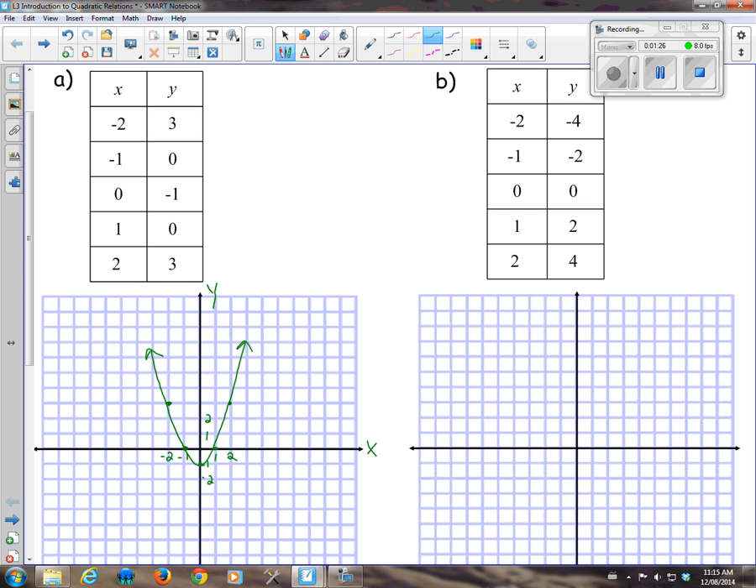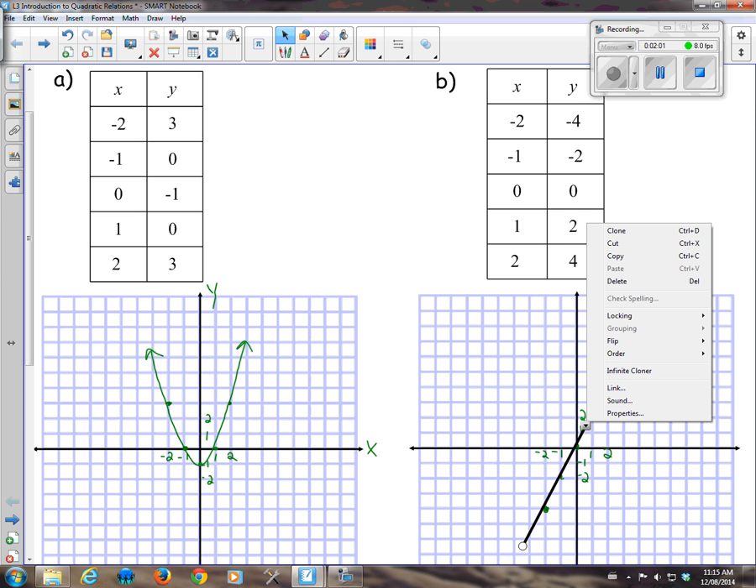Let's look at the second table of values and put those points on. So first one, -2, -4. There's my first point. -1, -2, 0, 0, 1 and 2, and 2 and 4. And oh, that's more like what you're used to seeing. That's a nice little line. All those points are lined up for you. See if I can make a nice looking line here.